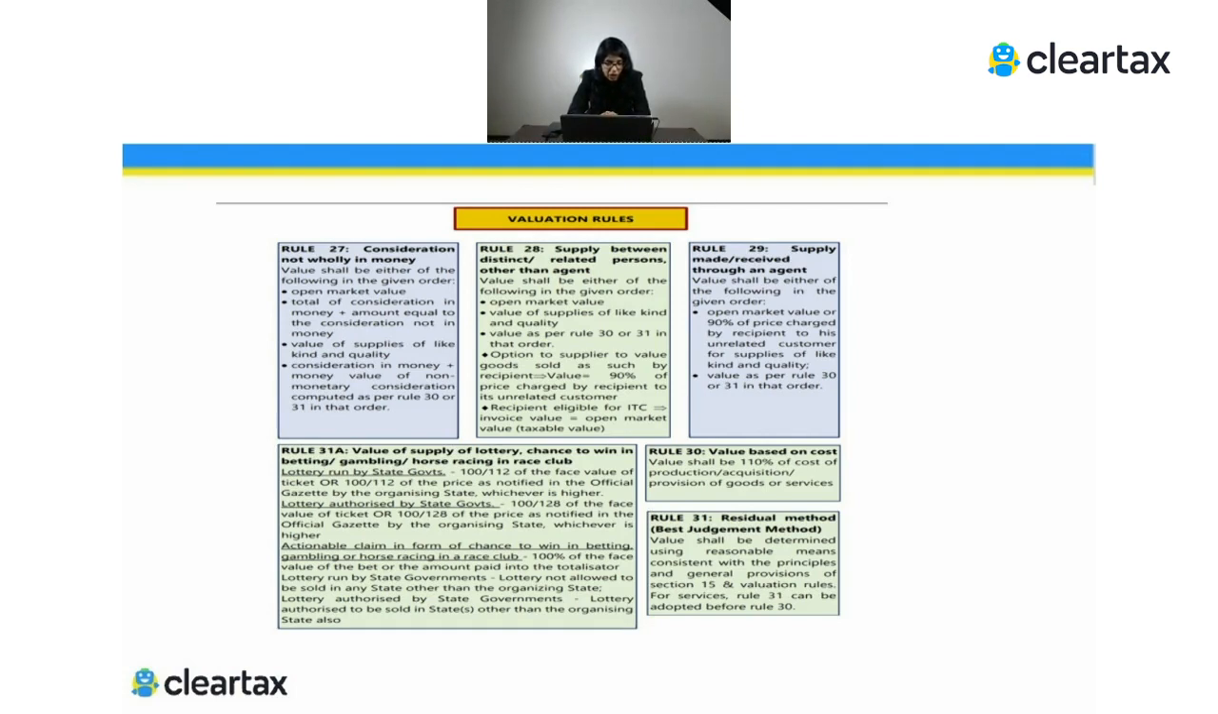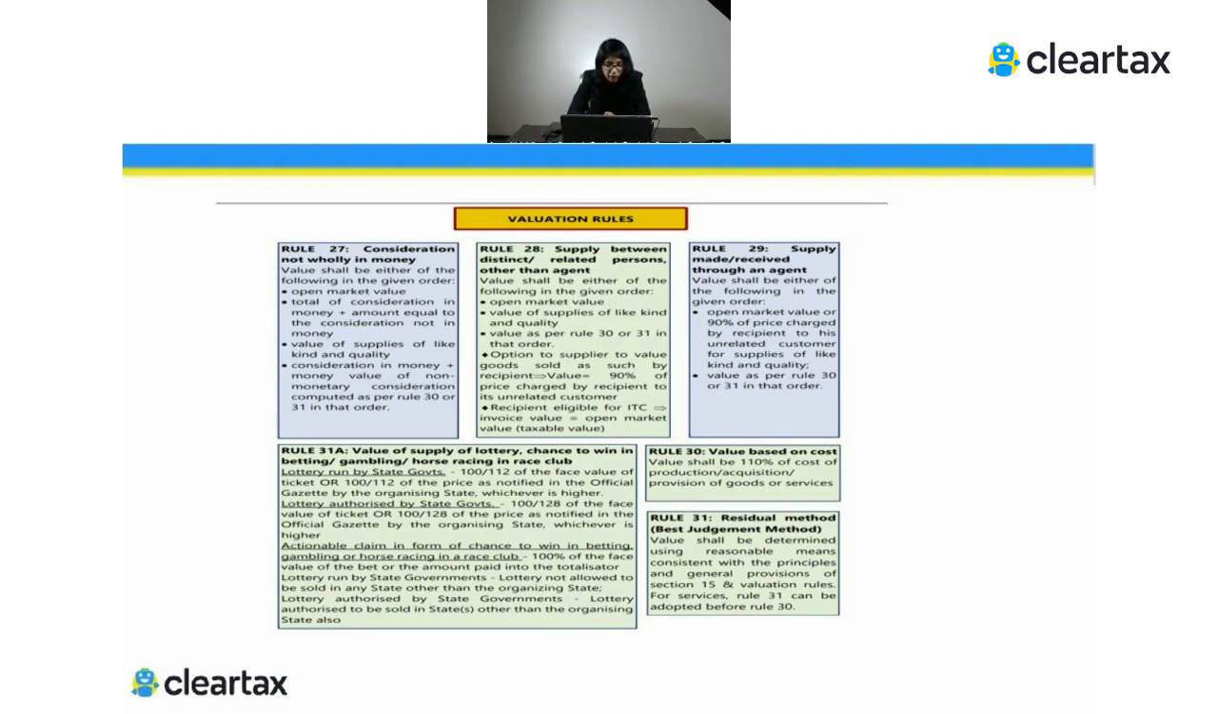Similarly, if the lottery is authorized by the state government, then it says 100 divided by 120 of the face value of the ticket, or 100 divided by 120 of the price notified in the official gazette by the organizing state, whichever is higher. So this is how you have to actually compute the value in case of the lottery.